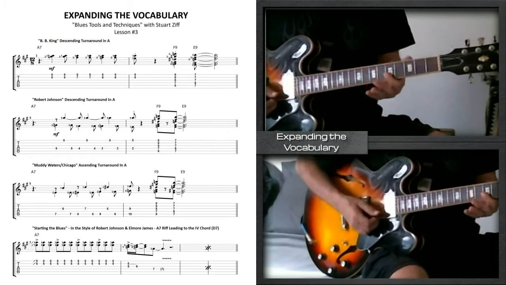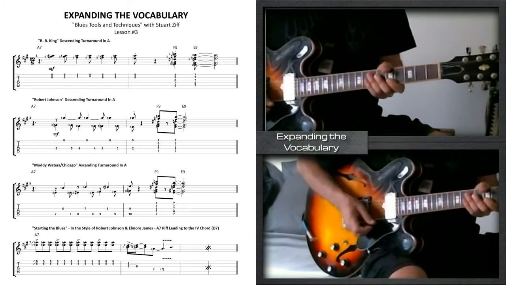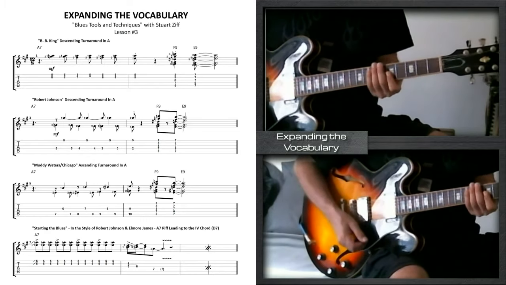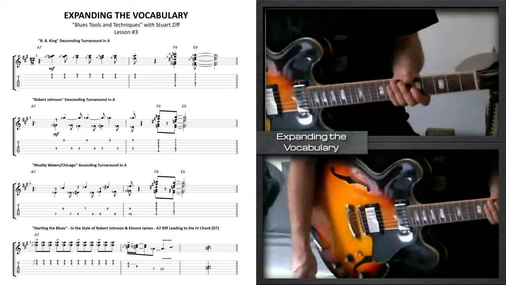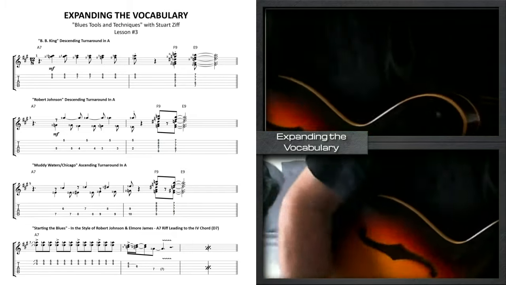And those first 2 notes that I'm playing are the high E and the B string at the 5th fret, in case I forgot to mention that. So let's do it with the track. I'm going to count you in. There's going to be 4 clicks at the top, and then we're going to play. Here we go.